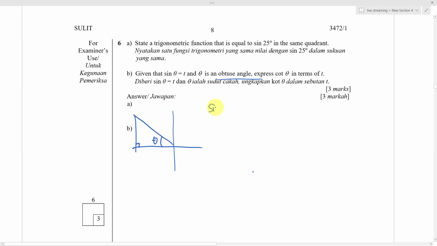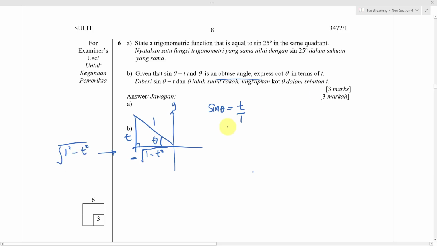Then sine theta equals t. I know t means t over 1, isn't it? Sine is basically OH, opposite over hypotenuse. Opposite is t, hypotenuse is 1. So I can get my adjacent over here using Pythagoras, which is the square root of 1 minus t square. And because, if you imagine this is the y-axis, then here will be the negative zone, right? So a negative for it. For the students who do not know how I get this one, you just use 1 square minus t square and then square root it, Pythagoras.